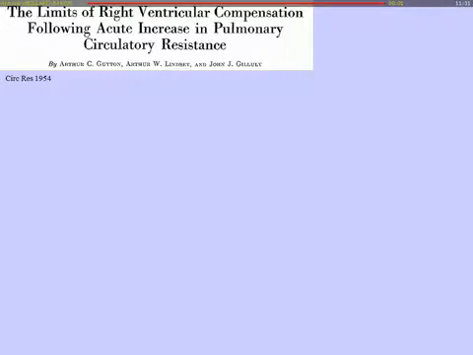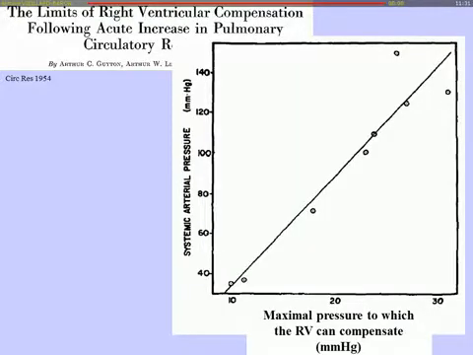A few words regarding the norepinephrine infusion. This is an experimental study by Guyton. Just to show you here, this is a model of obstruction at the pulmonary valve. In this study, they progressively collapse the pulmonary annulus, so they progressively increase the right ventricular obstruction. And you can see here the maximal pressure to which the right ventricle can compensate before it fails.